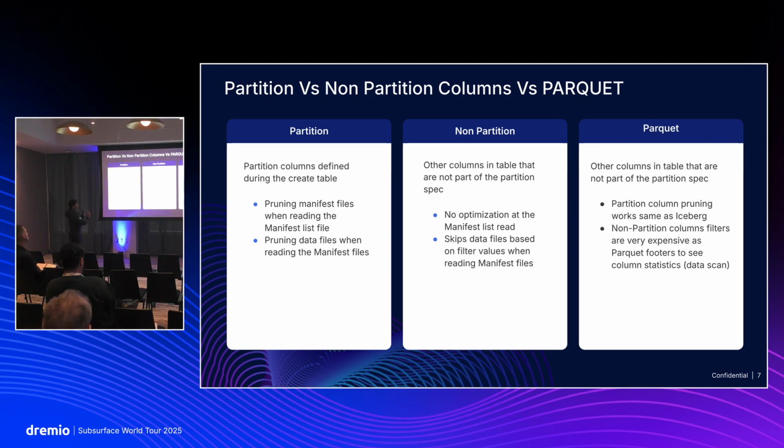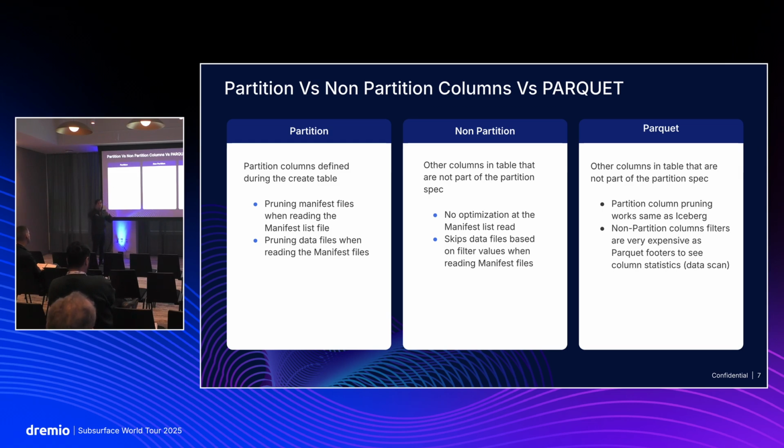Cool. So now that we understand partition and non-partition, let us go through a couple of quick bullet points. I also want to touch on Parquet: if somebody's still on Parquet, what is the need to go to Iceberg, right? Obviously, there are other things like DMLs and going back to an older snapshot, but just for performance, right? So obviously, pruning manifest files when reading the manifest list file, we talked about. Pruning data files when reading manifest files, we talked about. For non-partition columns, because we are storing the max and min for non-partition columns, it can actually skip data files based on the filter values when reading manifest files.